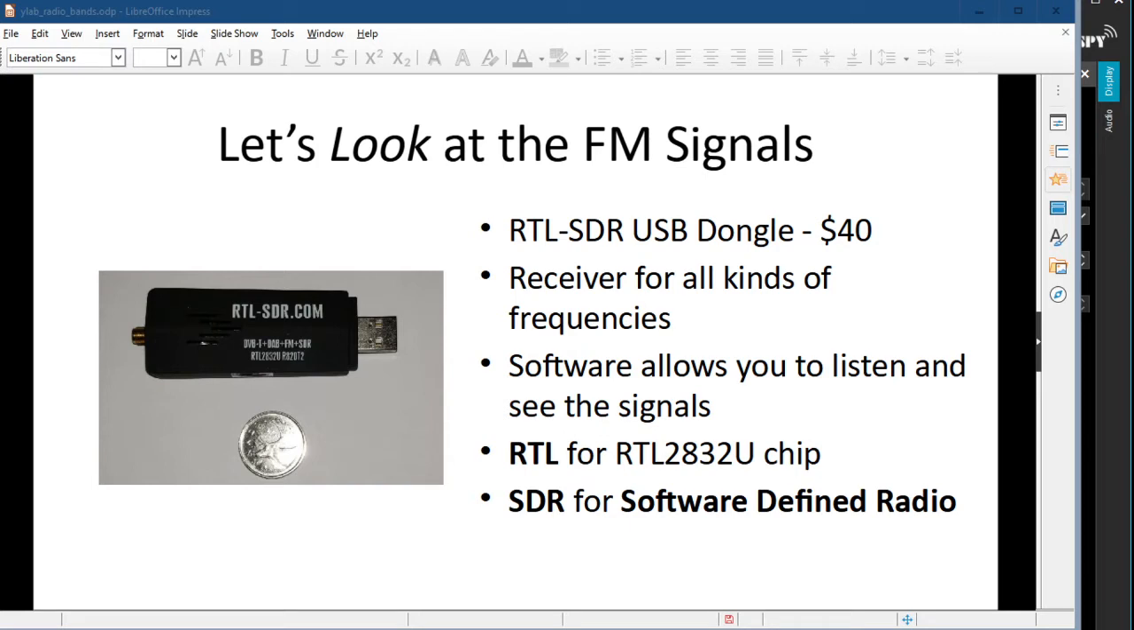You hook this to a PC, the little device gathers up the signal, presents it to the PC, and then you can have software on the PC to do some pretty incredible things. And we're going to use that to show you what the signals and the bandwidth looks like.